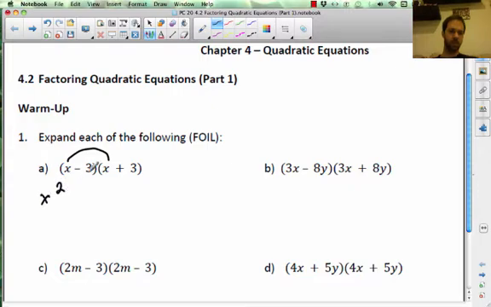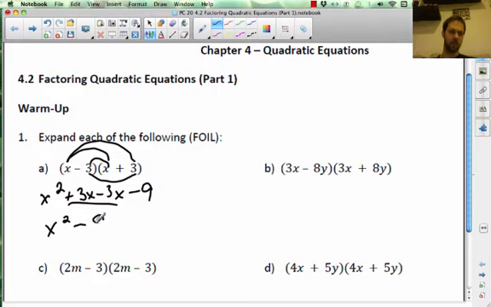So start with the first term, x squared, then the outsides, so that's plus 3x, then the insides, that's minus 3x, and then finally the last two terms, which is minus 9. Of course, these two terms are going to cancel each other off, and we get x squared minus 9. So notice that this is a perfect square and this is a perfect square, and they're separated by a minus sign, and that came from two identical terms with opposite signs. Okay, so keep that in mind as we move forward.